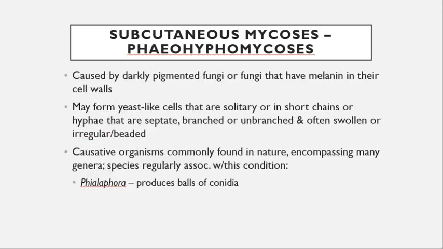Next is phaeohyphomycosis. It's caused by dark pigmented fungi, the fungi that have melanin in their cell walls. They may form yeast-like cells that are solitary or in short chains, or hyphae that are septate, branched, or unbranched and are often swollen or irregular, beaded in appearance. Causative organisms are commonly found in nature and encompass many genera. Species regularly associated with this condition include Phialophora, which produces balls of conidia.